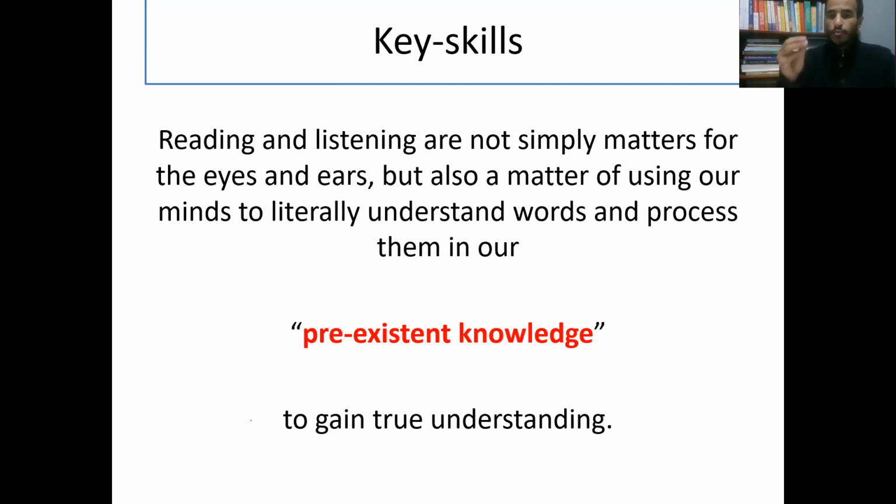to literally understand words and process them in our pre-existent knowledge. What do we mean by pre-existing knowledge? What students already know. For example, I would like to teach a text about hobbies. Before giving students the text about hobbies, I have to ask them some questions. What is your favorite hobby? Swimming or playing soccer? Yes, swimming. No, playing soccer. Do you agree or disagree? So pre-existent knowledge is what they already know about the topic. Why? To gain true understanding. Then you give them the text. Okay. So we call it pre-existent knowledge.